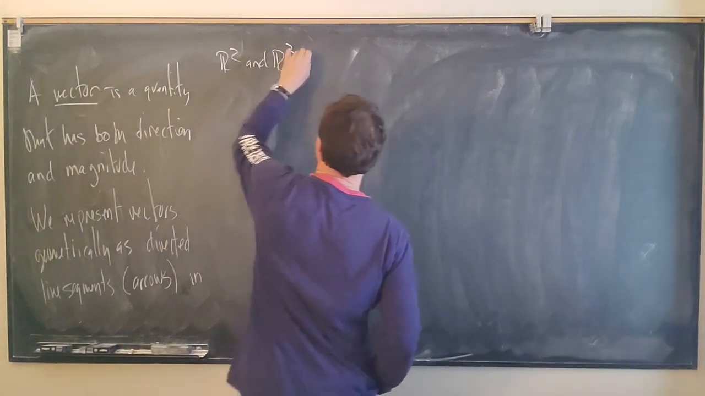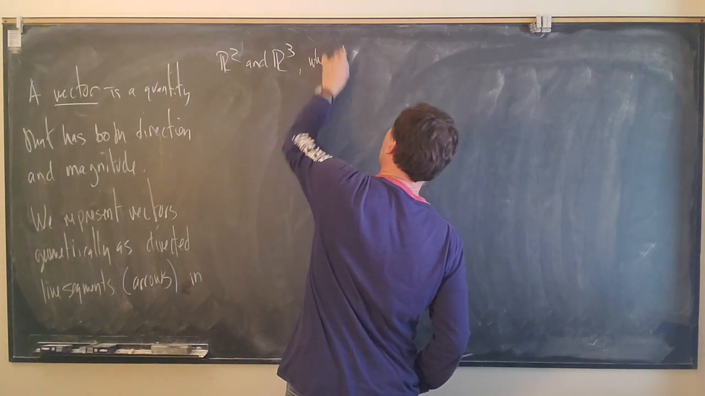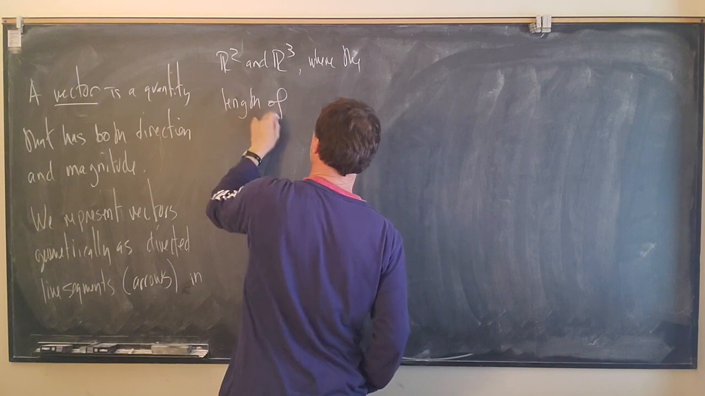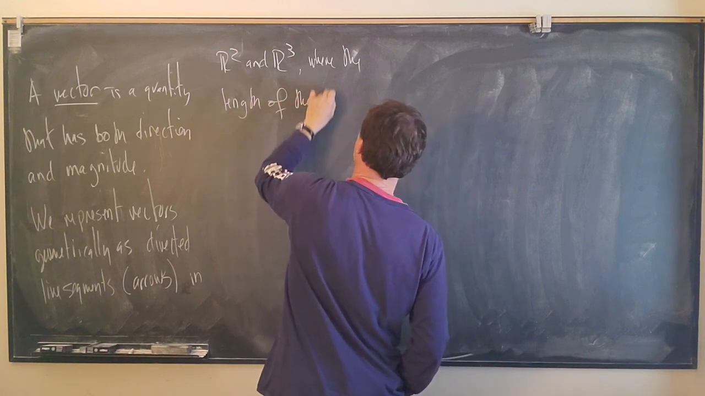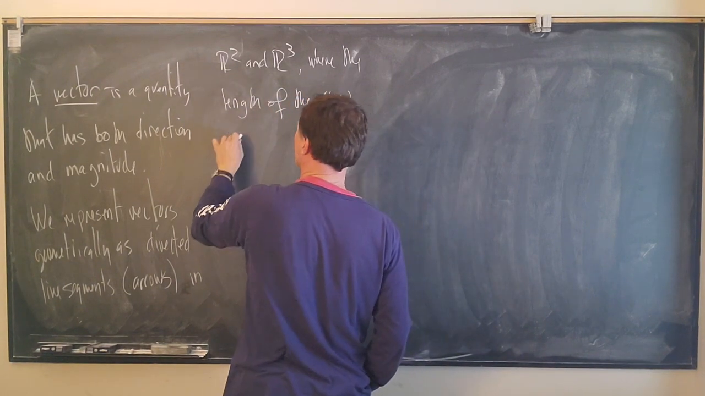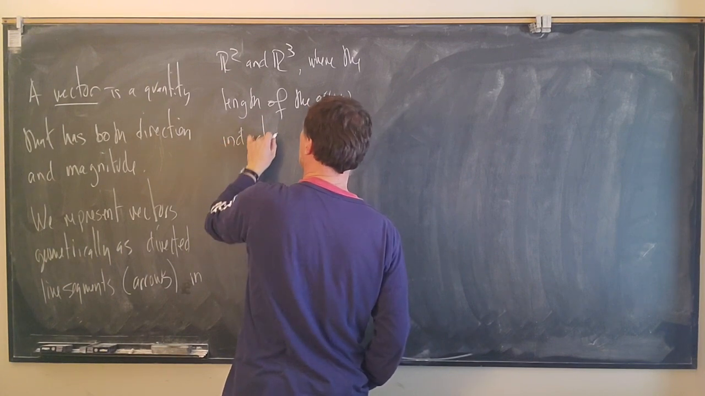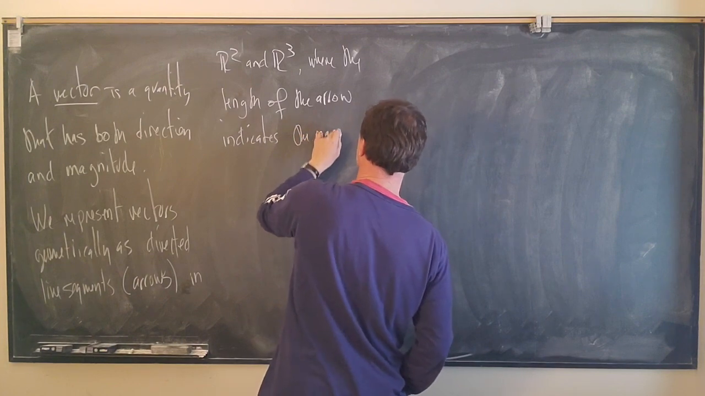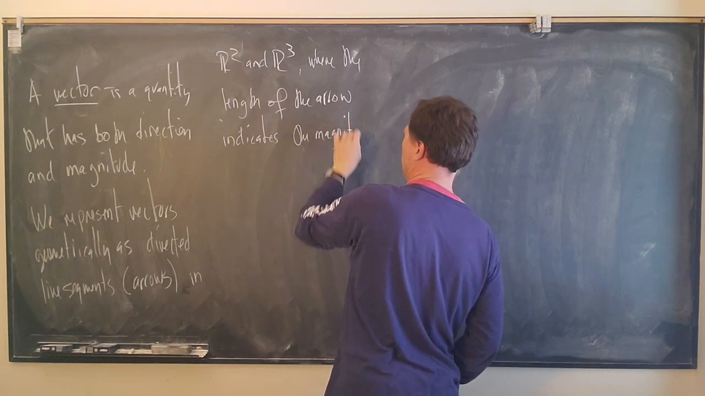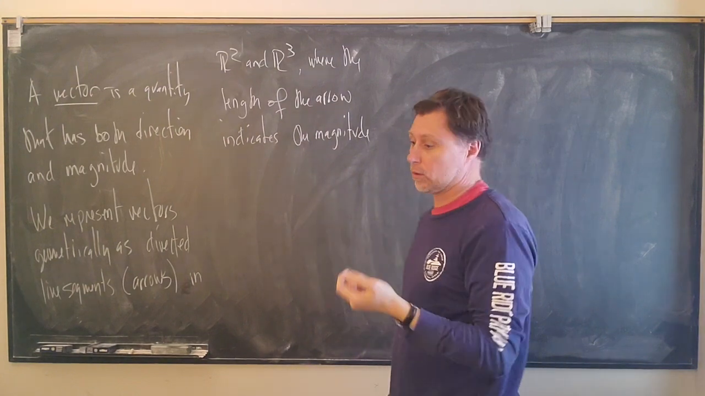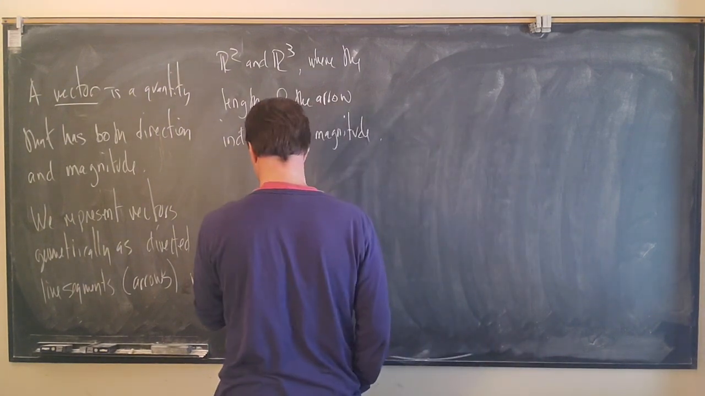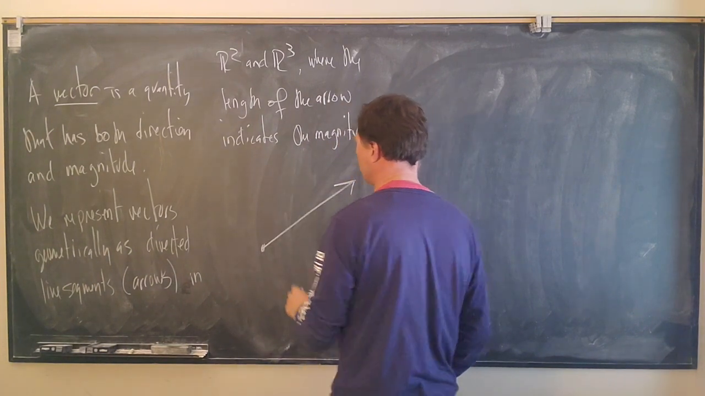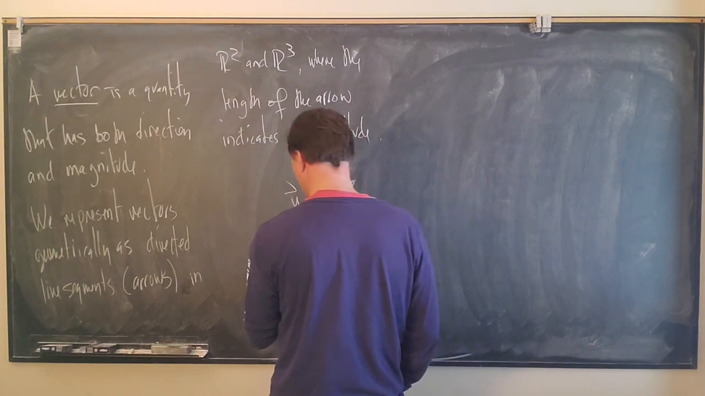The length of the arrow indicates the magnitude, and obviously the direction of the arrow indicates the direction. So here's the idea then. There's an example of a vector. Let's call that vector u. Here's another vector v.